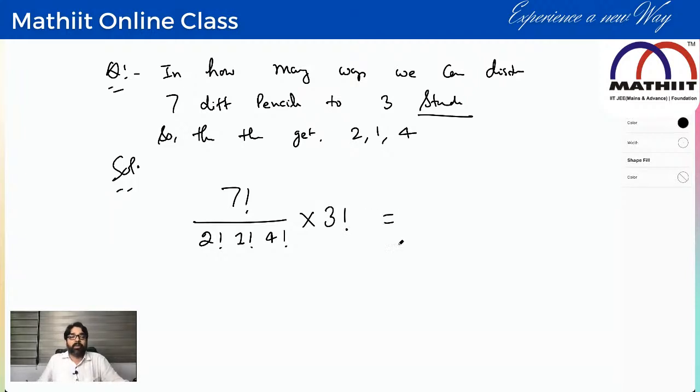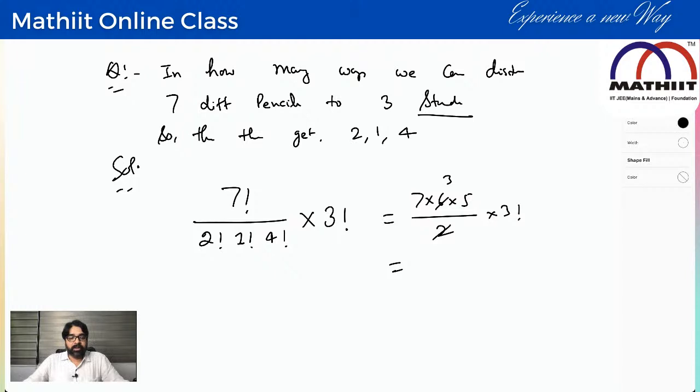Question over. Whatever answer is going to come, that will be the answer. It will be, I think, 7 into 6 into 5, divided by 2 into 3 factorial, which will become 3, and then some number will come. Yes.